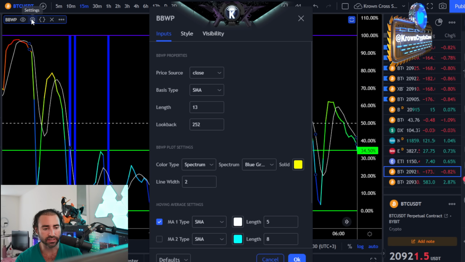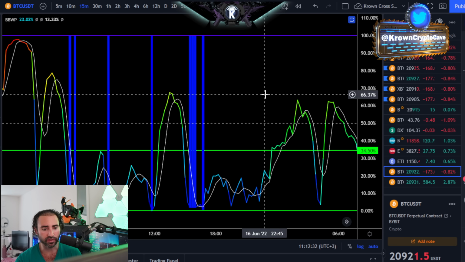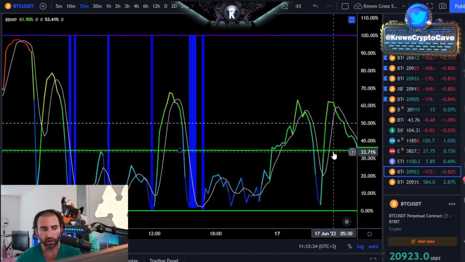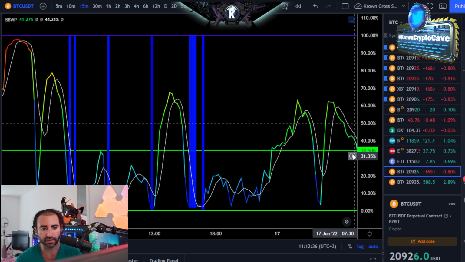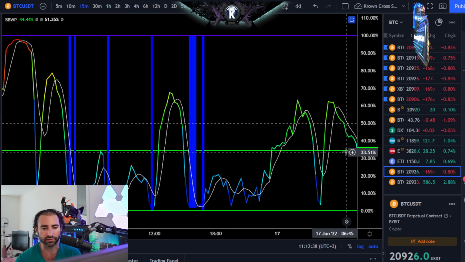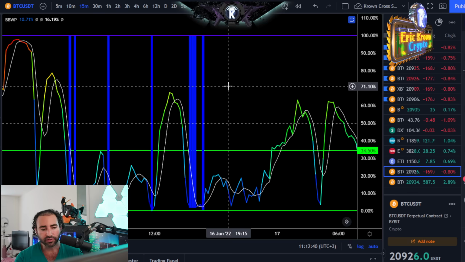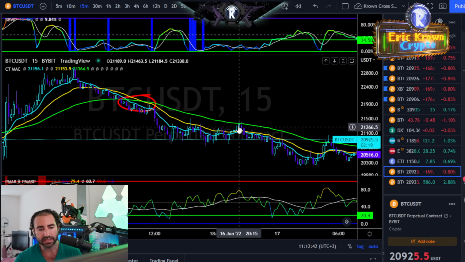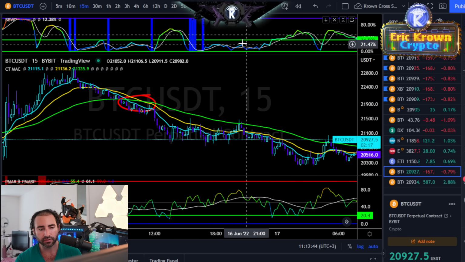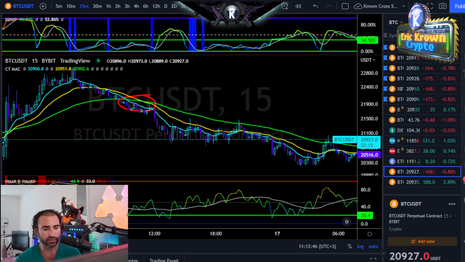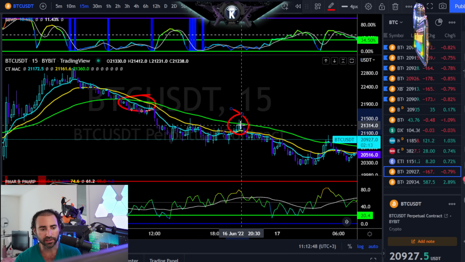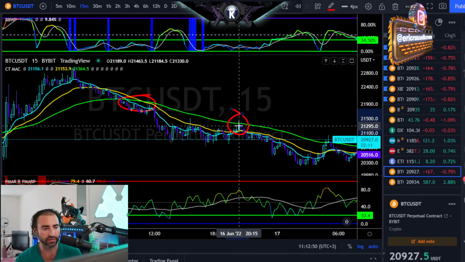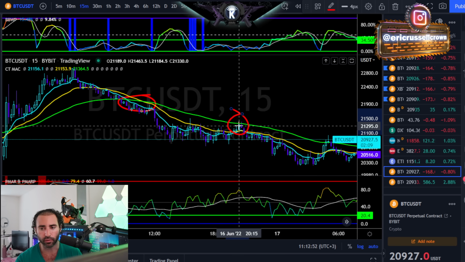Again, I'm just using default settings over here. Really simple stuff. I put a horizontal bar, which is just from the toolbox on the left-hand side, at about 35 percentile. I'm trying to get it as close as possible. And basically after that, we just look for any test to the 55 alongside low BBWP, and that's an entry. So in this case, we have an entry right here on this 55, which is 21,364.5.